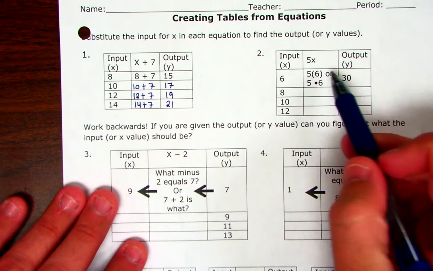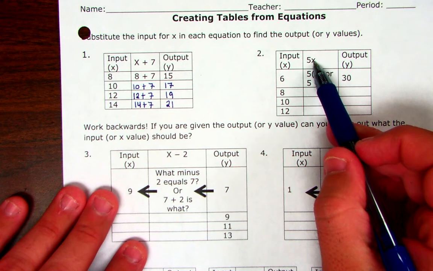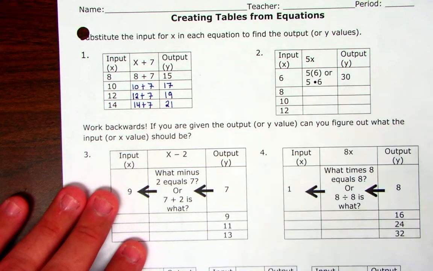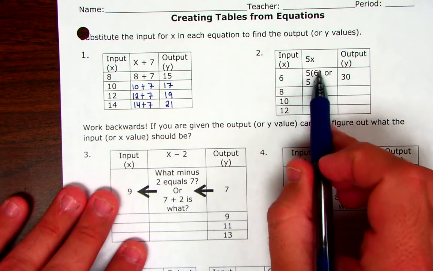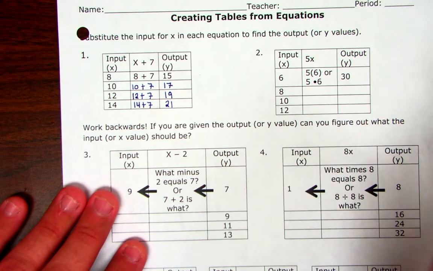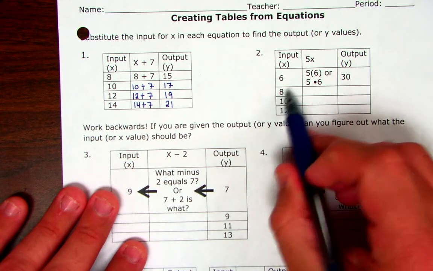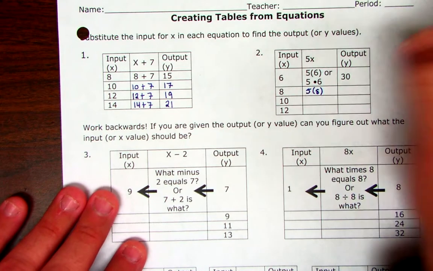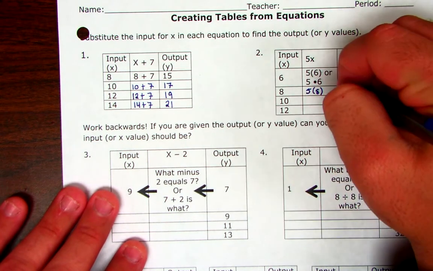But look at this next one. 5x. Do y'all see how the 5 and the x are attached to one another? That means you have to multiply. And notice they put it either in parentheses here or they use the dot. Either one represents the same thing. So the next x value would be 8. So what is 5 times 8? Well, that's 40.